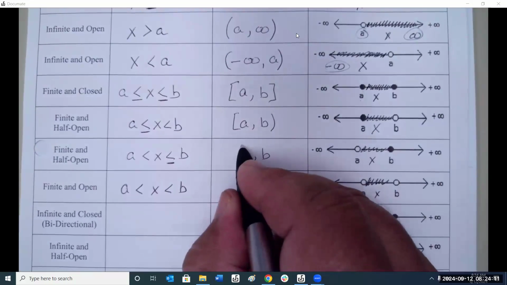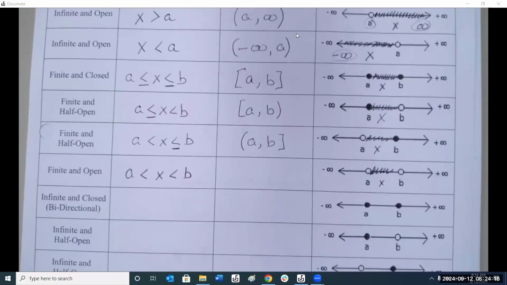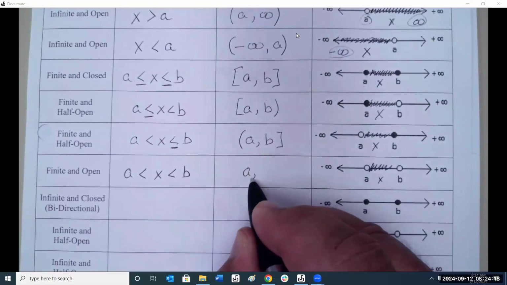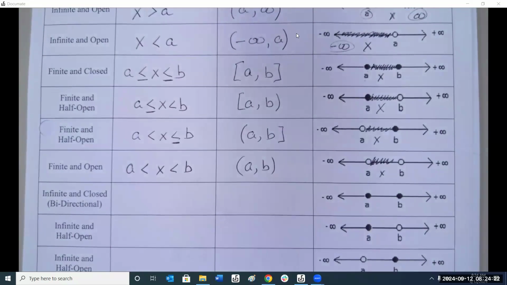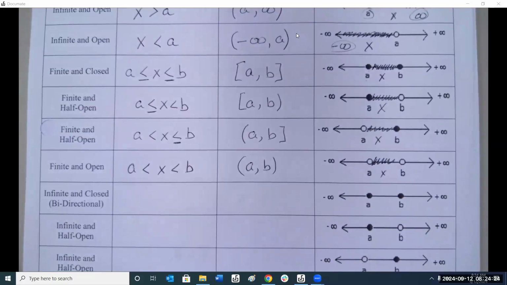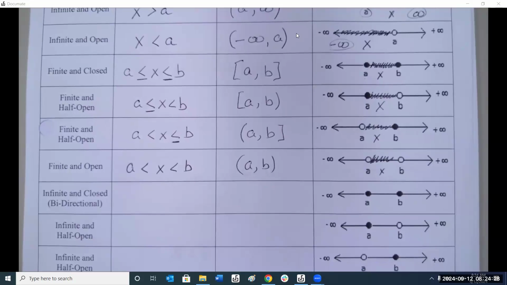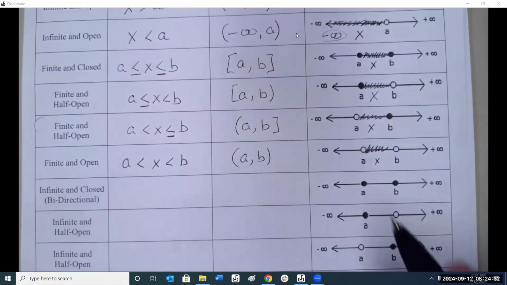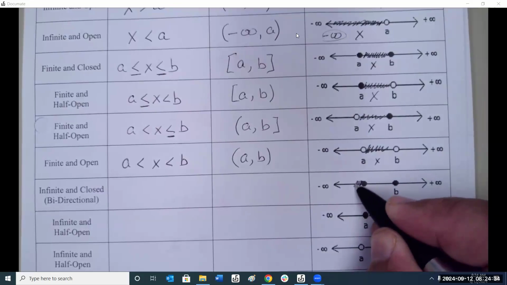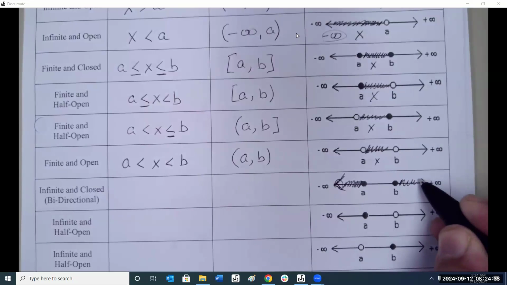A to b again. A is not included, so it's a parenthesis, and b is a bracket. Pretty easy so far. Now comes the lots of writing part. What this is, infinite and closed, or infinite and open. The reason it's called infinite is because it goes in opposite directions of each other.